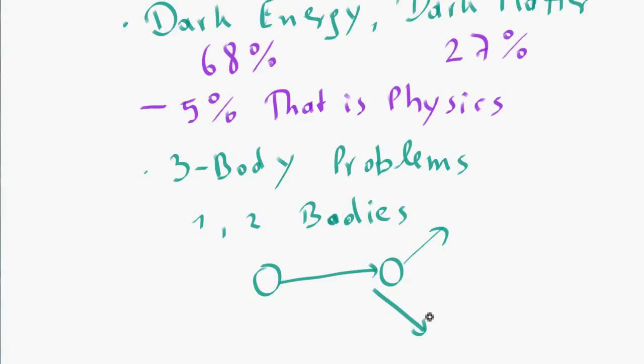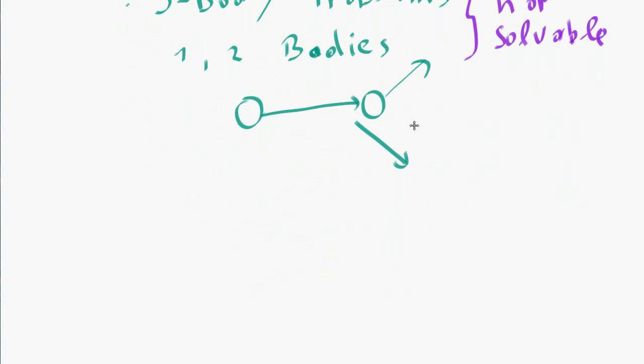As soon as you come to three bodies, unfortunately, it is not solvable. It should make a physicist a bit humble, because everybody else knows as well that the universe consists of more than two bodies. So that's how far physics can understand the universe: up to one or two bodies, and three bodies in special cases.